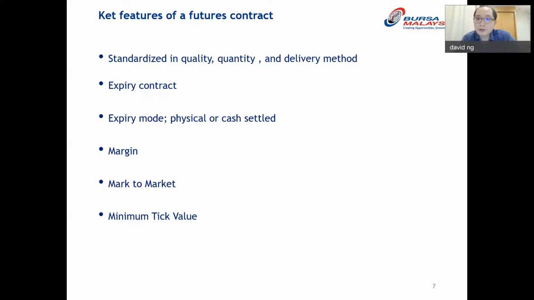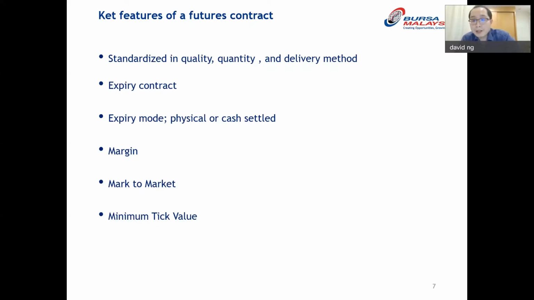Obviously, every futures contract comes with an expiry, whether it's a commodities futures contract or an indices futures contract. For example, CPO expires on the 15th business day of every month. KLCI index futures expires on the last business day of the month. So expiry is an important feature when you are trading the futures market.